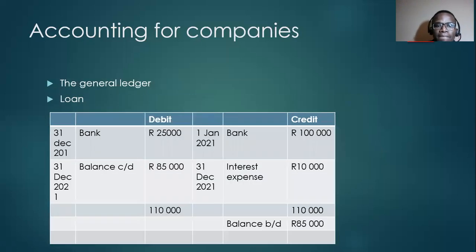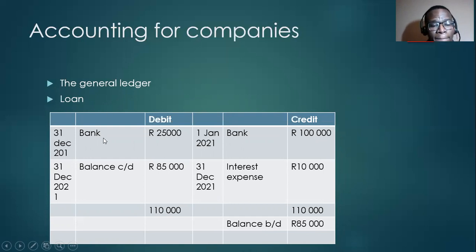Then on the general ledger, your loan general ledger. Now when you receive your bank on 1 January, you credit that loan, and your narration is bank, 100,000. Then, because we said your interest expense increases your loan. Remember when you obtain a loan of 100,000, that doesn't mean you're going to pay back only 100,000, because you incur interest. So the interest increases the loan, right? It also increases the credit side. Then we have 110,000.